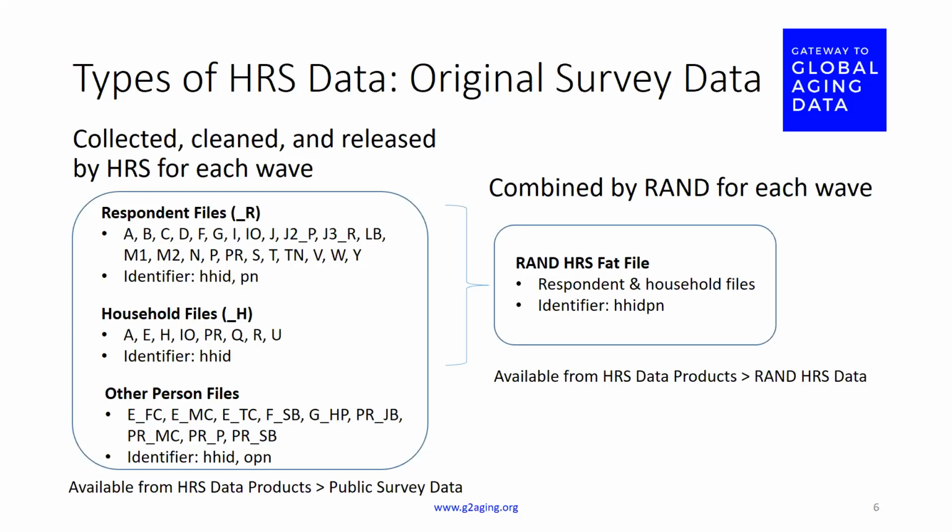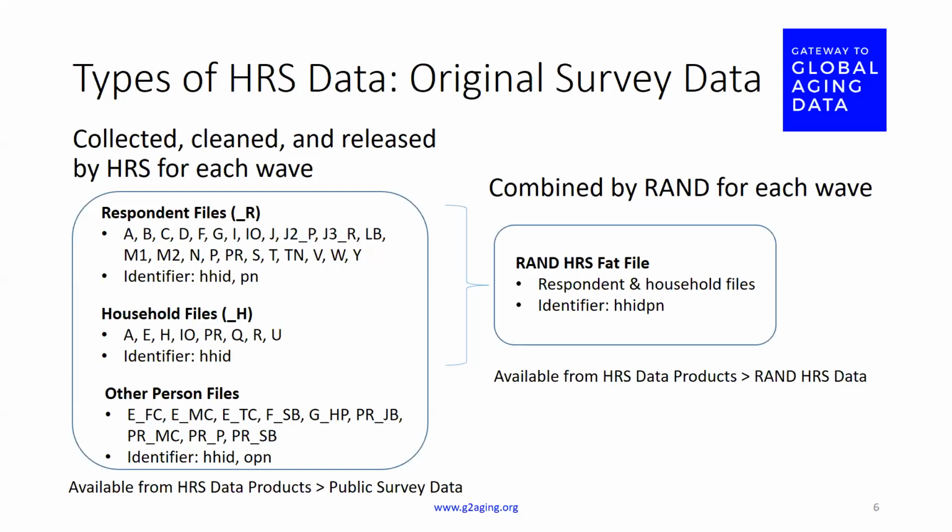All of these individual files are organized by year or wave and are available under the public survey data of the HRS data products. The RAND Center for the Study of Aging then merges the respondent and household level files of a given wave together and releases this merged file as the RAND HRS FAT file.